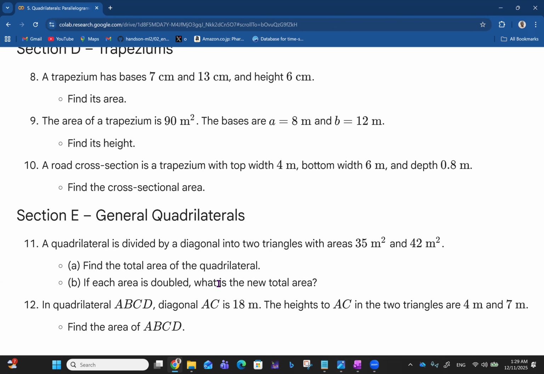Then if each area is doubled, what is the new total area? That's 70 plus 84 now. That's 154 meters squared. Easy.